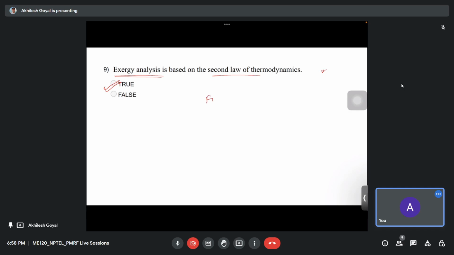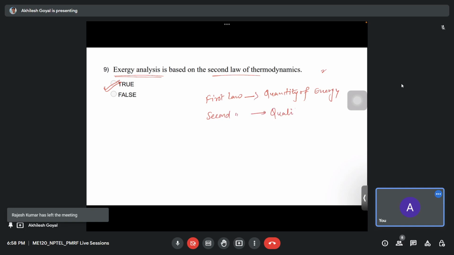the first law talked about the quantity of energy, and the second law talks about the quality of energy, right? And here exergy means maximum obtainable work in a given environment, right?